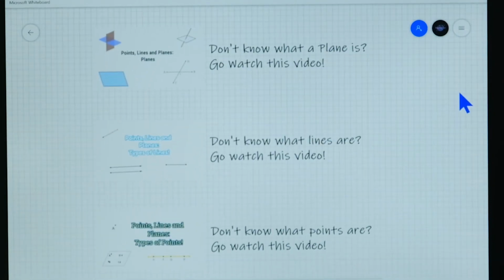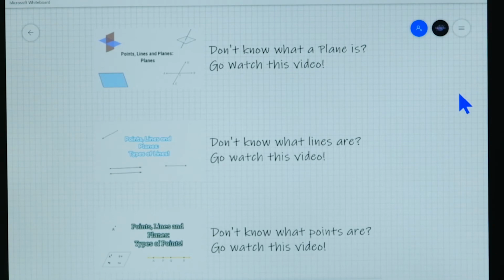Here are some video suggestions I have in case you are a little bit confused about what I just said. If you don't know what a plane is, go watch my planes video. This also has intersections and stuff, so it's very useful to know. If you don't know what lines are, definitely go watch the lines video. I had a whole video dedicated to that. And finally, if you don't know what points are, then go watch the points video. I do not cover vertices in that video, but I cover what a point is, so that's very important to know. Go check those out. Those will be down in my description below.